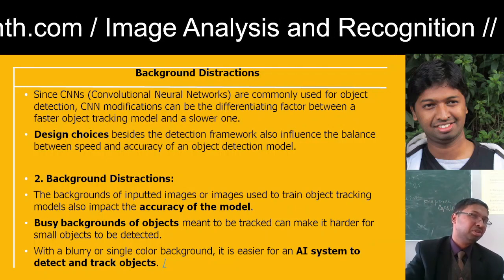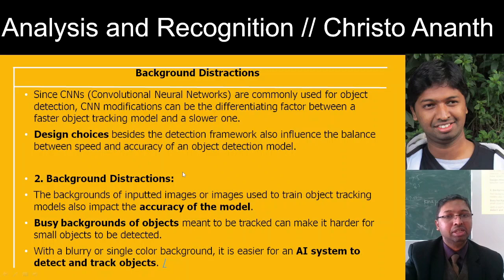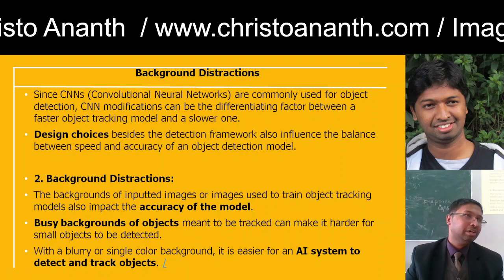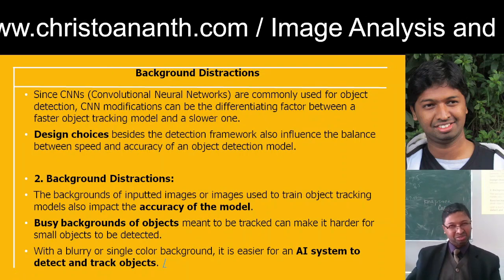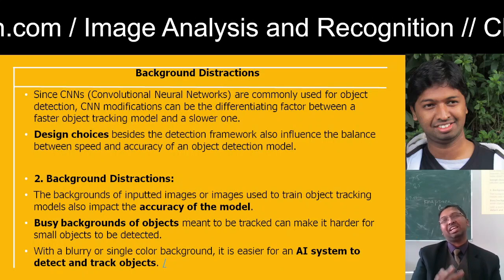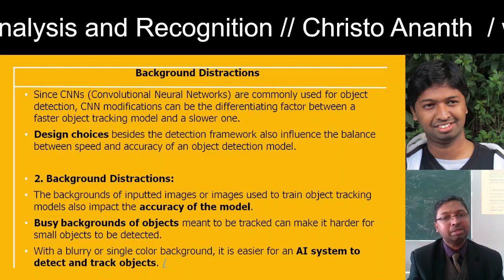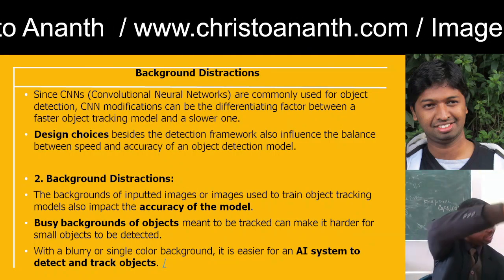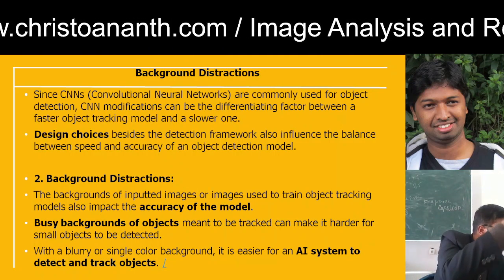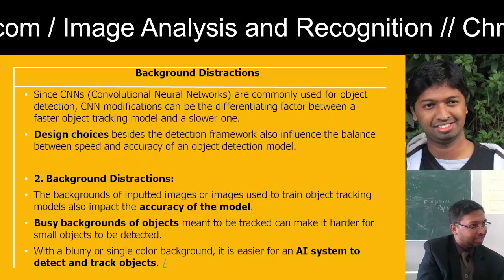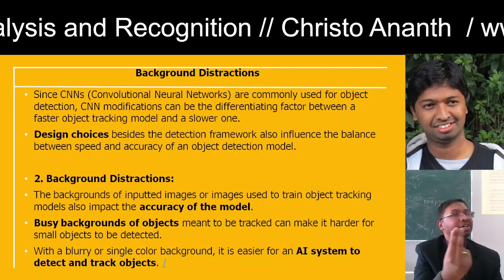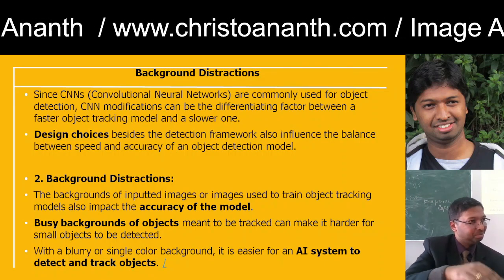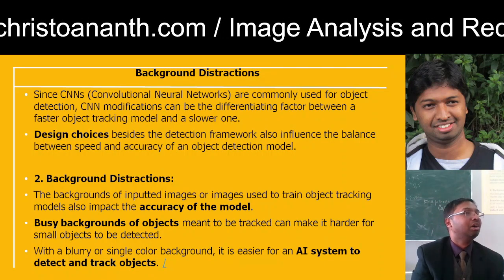Even the background will give you some problems and distractions. The background in the input image, or the images used to train the object tracking model, will definitely impact the accuracy. For example, if there are too many distractions in the background, the accuracy will not be much higher. Busy backgrounds around the objects meant to be tracked can make it much harder. For example, in that video, one small thing you cannot identify because there is a tree in front. So it is very difficult to identify a smaller part like the leg of the human being. You can call that a busy background.